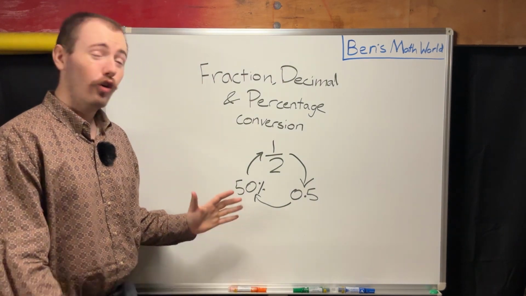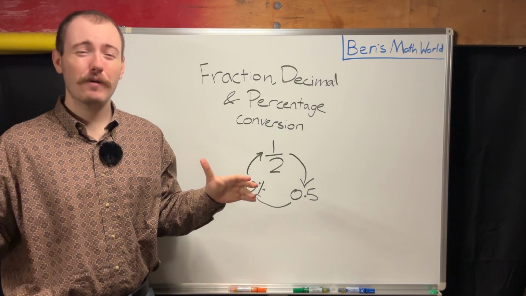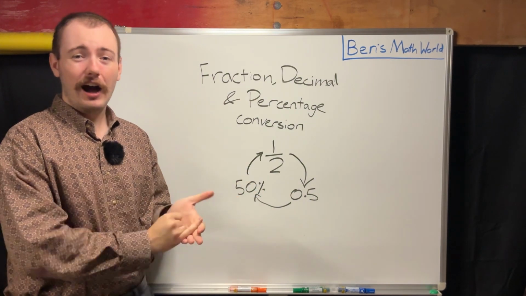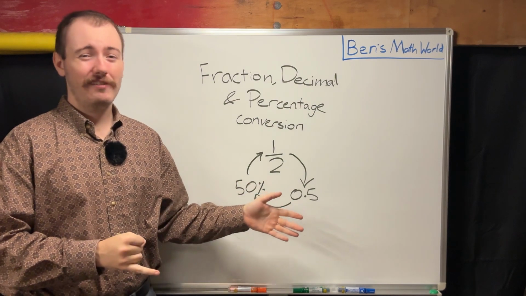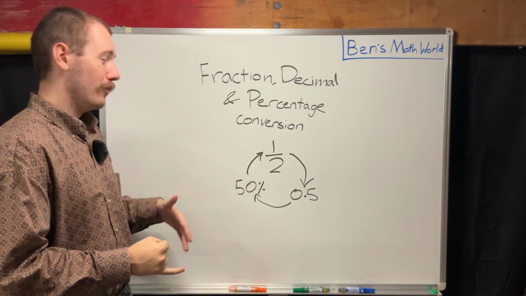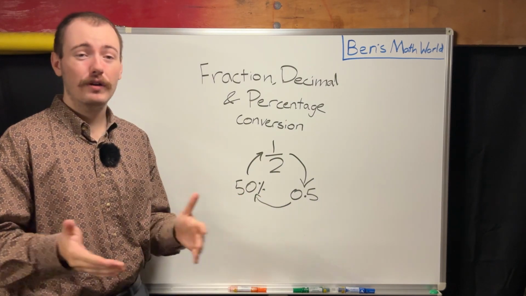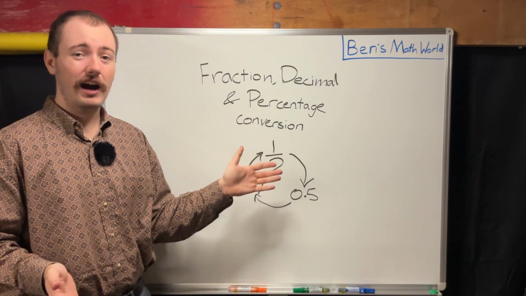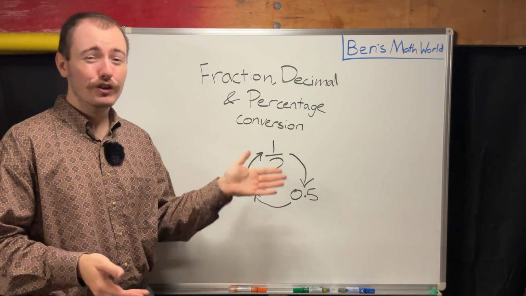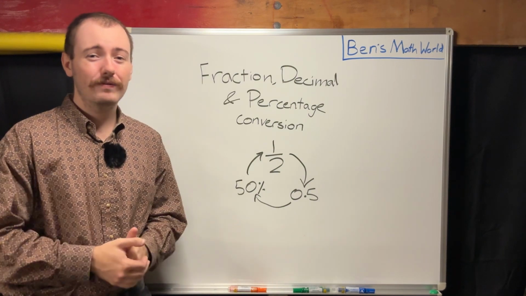Now I use all of these every day. They're super important and you see them everywhere without even realizing it. Like when you're eating a pizza, you can have half of a pizza or 0.5 of a pizza or 50% of a pizza. Or if you're talking about money, 0.5 can be 50 cents, so 0.5 of a dollar. You could say half a dollar, or 50% of a dollar, and it would just mean 50 cents.